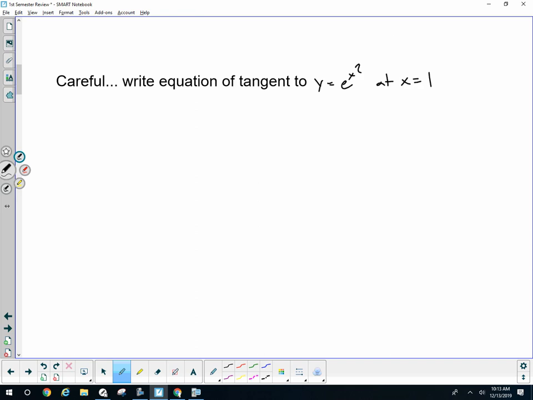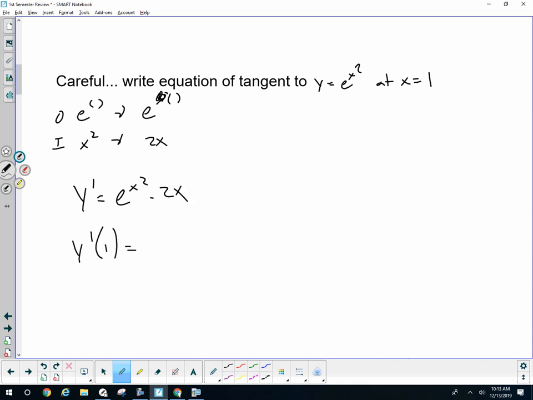Careful with e to the x's. If you have e to the x squared, make sure you understand it's e to the x and x squared. Its derivative would be e to the x squared, sorry, e to the power times 2x. So y prime is e to the x squared times 2x at 1 would be 2e.